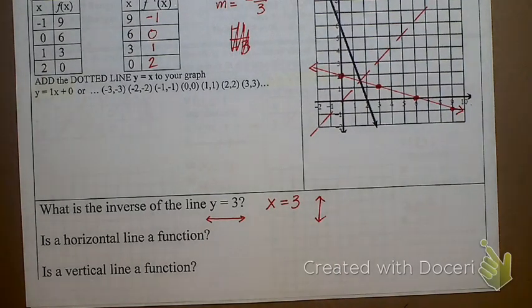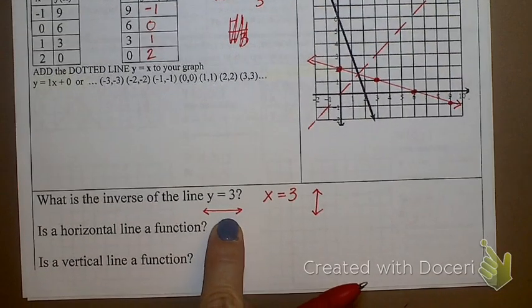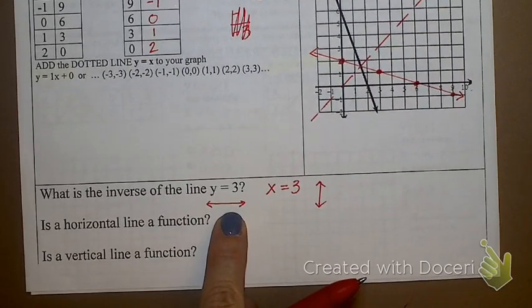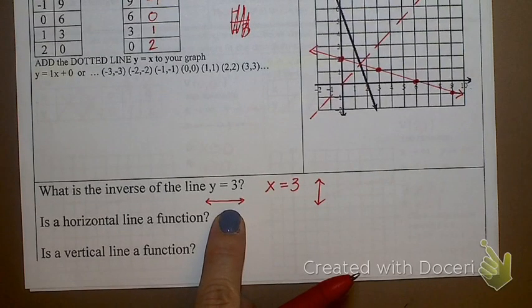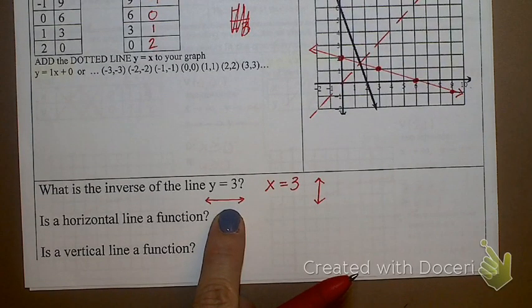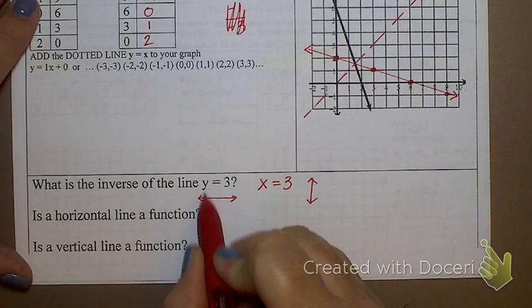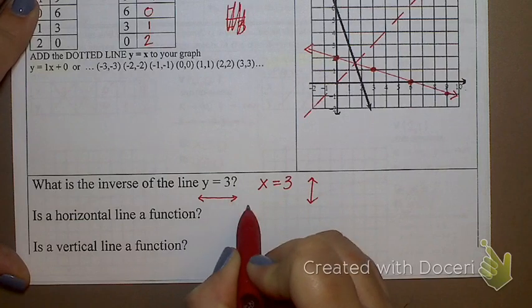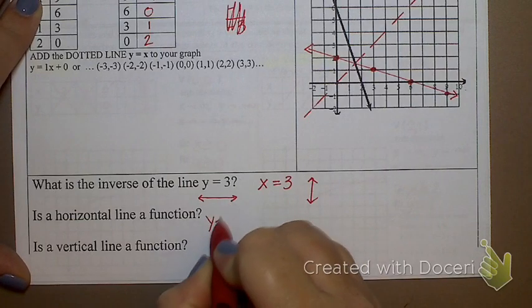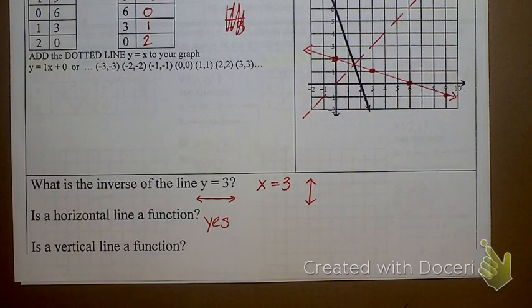Now here's a question. Is a horizontal line a function? Yes or no? How would I find out? Does it pass the vertical line test? Is there anywhere I could draw a vertical line and it's going to touch it more than once? So yes, a horizontal line is a function.